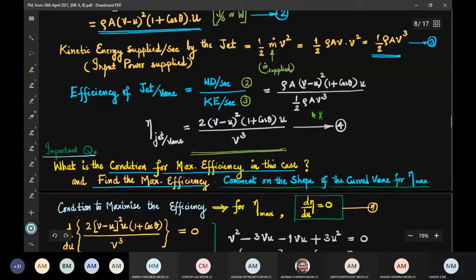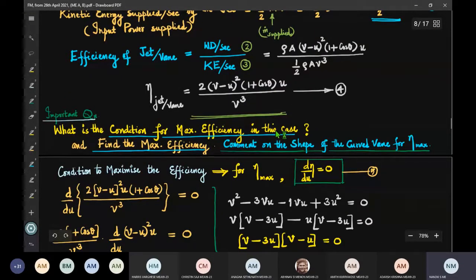So the basic difference between this expression of efficiency and the earlier one which we got in the case of a flat vane, with the jet striking normally a moving flat vane, is this 1 plus cos theta. So the expression is going to be simple for you to derive. So efficiency of the jet or the vane in this case, rho a will be cancelled from both numerator and denominator. This 2 will go to the numerator, so you'll get 2 into (v minus u) whole squared into (1 plus cos theta) into u divided by v cube. Let it be equation number 4.